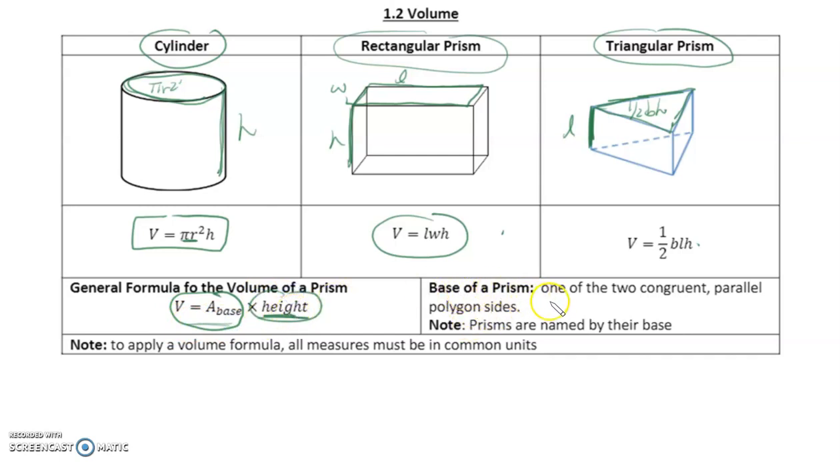Okay, the base of a prism is one of the two congruent and parallel polygon sides. So the base here would be a circle. Okay, the base here would be a rectangle, and obviously this is a rectangular prism. That's how it gets its name. The base here is a triangle. Again, that's how it gets its name, triangular prism. Prisms are named by their base.